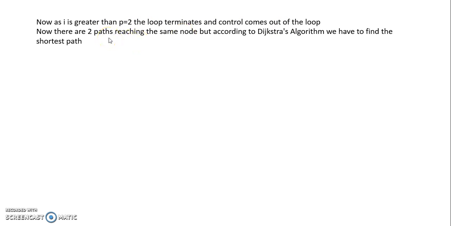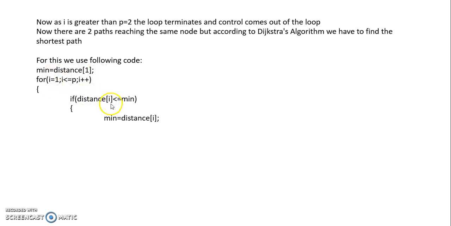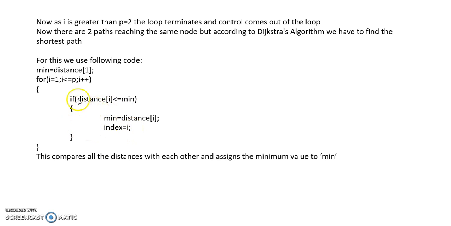Now there are two paths reaching the same node, but according to Dijkstra's algorithm, we have to find the shortest path. For this, we use the following code. We assign the value of distance, first distance, which is equal to 18 to minimum. Now we check if distance is less than equal to minimum. Distance of I, which is distance of 1, is the same. So index value here will be 1. For the second iteration, the distance of 2 is equal to 15.